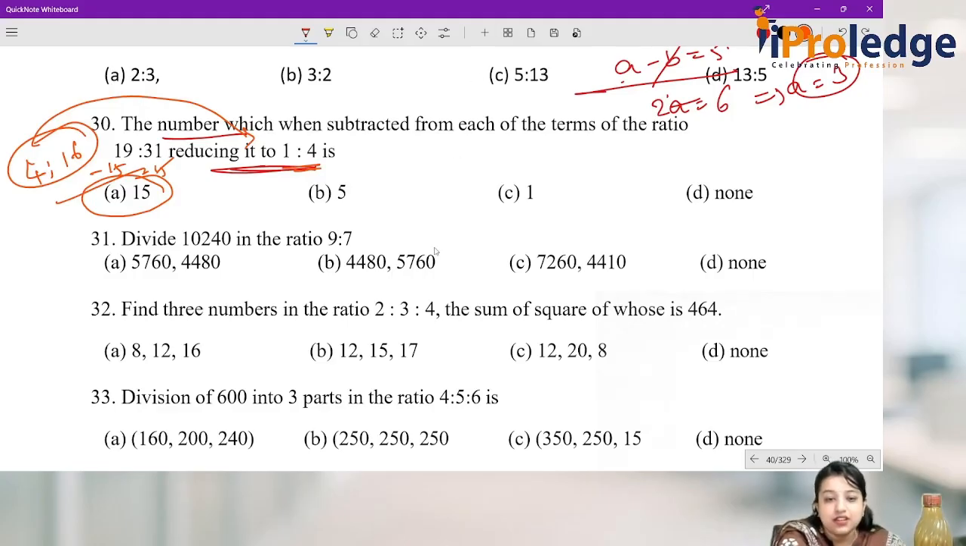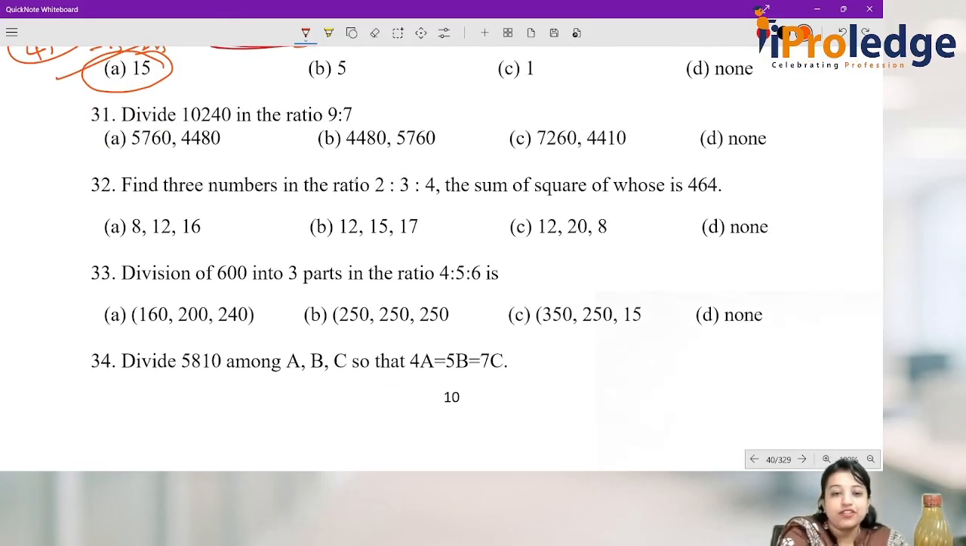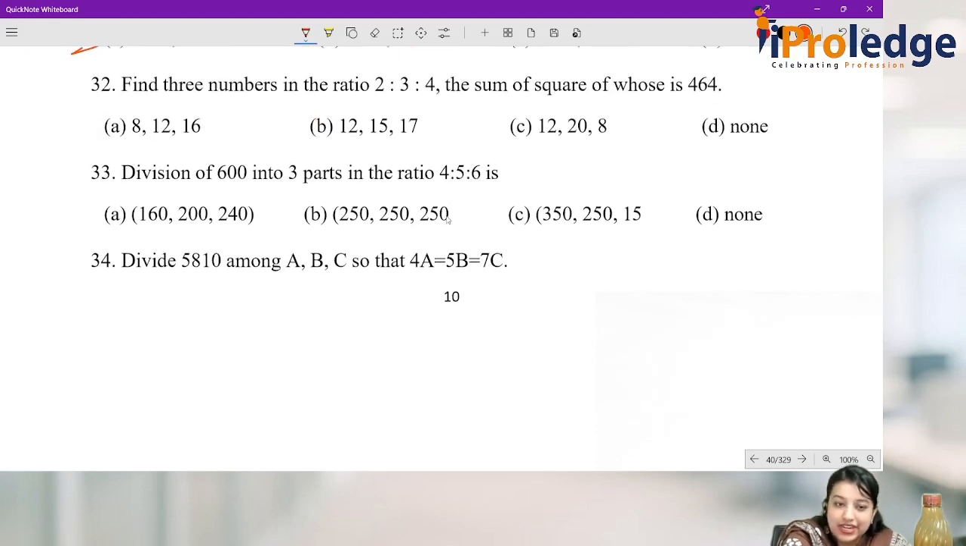Next, so you have a total of 9:7. So 9 by the sum, 16. 9 by 16 into 1240, which is 5760, and the other one will be 4480.